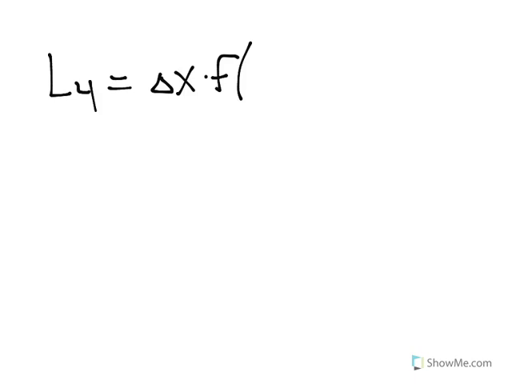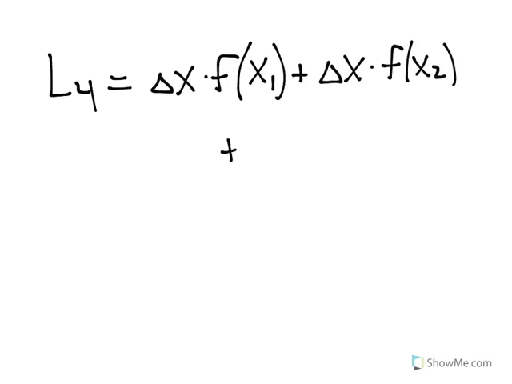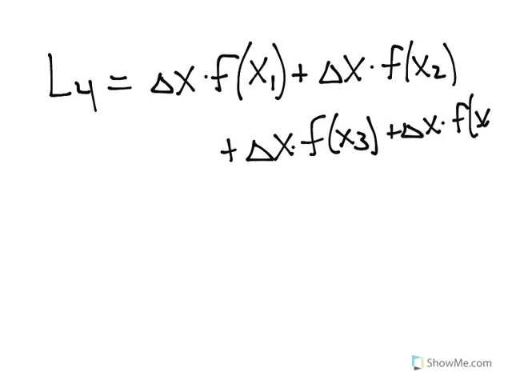And the area of each of those rectangles all added together is going to look like delta x times f of x1 plus delta x times f of x2 plus delta x times f of x3 plus delta x times f of x4.